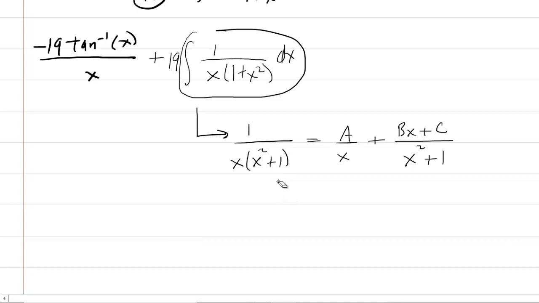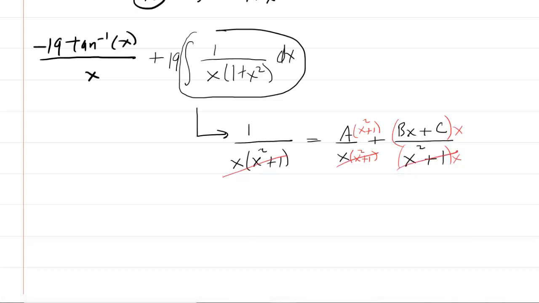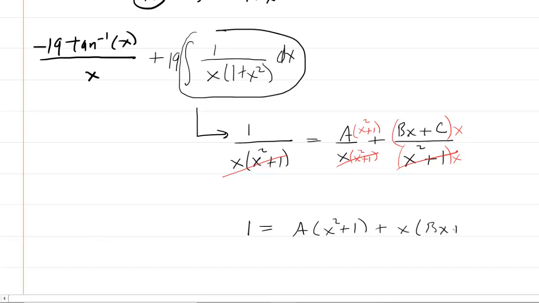And to do that, we're going to find a common denominator. So we will multiply this denominator by x squared plus 1, as well as the numerator, of course. And then the other denominator needs an x, so we'll multiply that by x. Once we have the common denominator in this situation, we can just cancel them out. And so this simplifies our lives a little bit. We have 1 equals a times x squared plus 1 plus we'll just do x times bx plus c.